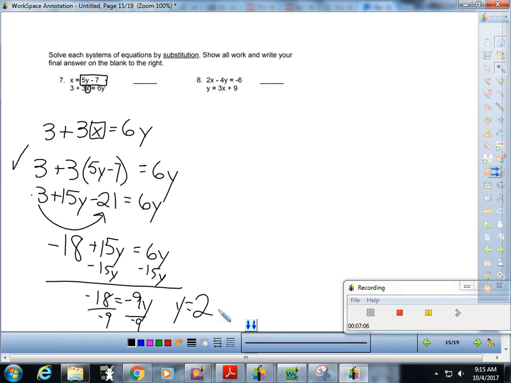How do you find x? Well, you go back up here. X is 5 times y minus 7. So it's 5 times 2 minus 7. What did we do? We substituted it back in. That's why it's called the substitution method. That's 10 minus 7, so you get x is 3. So you typically can write this like an ordered pair. 3 for x, 2 for y. Or you could write x equals 3, y equals 2. Those are both fine ways to write that answer. Okay? Let's do another practice with substitution.